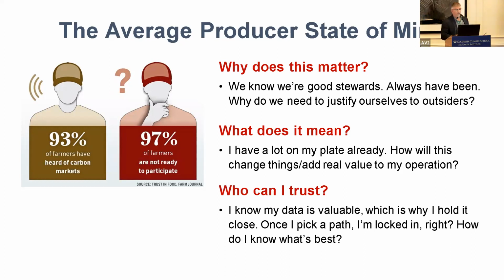As you can see by the slides here, what's the average producer's state of mind? When we talk about stakeholders, the average producer is not overly trustworthy of a lot of things, because the way to get a farmer to make change is not to tell him that he's got a bad product or it doesn't work. We know that we're good stewards, and we're always looking to do better, and we do need to justify ourselves to outsiders. That's a big thing for me.